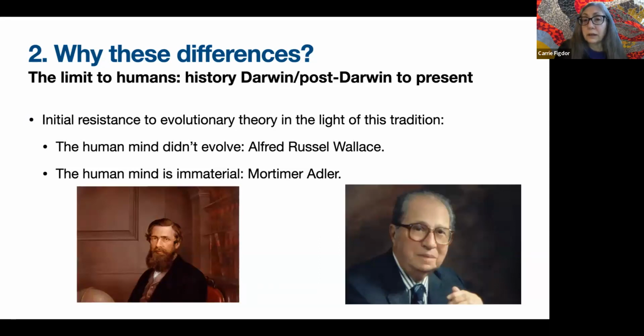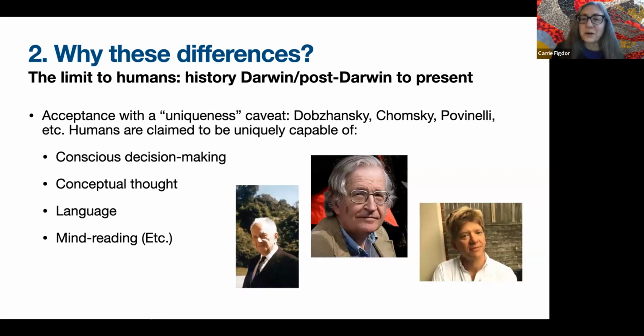Then you get to Darwin and post-Darwin, right? So Darwin's contemporary, Alfred Russel Wallace, thought that everything evolves except the human mind, right? Mortimer Adler, philosopher and theologian, with a more Cartesian view that the human mind is immaterial and also not subject to evolution. So there's a resistance that continues to the idea that mind even evolved. This is not, nowadays, of course, we accept that mind evolved. And of course, that's what evolutionary psychology is all about. But the acceptance always comes with this caveat of, well, how are we unique, right? And so you have Dobzhansky and Chomsky and Povinelli and many people making all kinds of claims about humans being uniquely capable of lots of different things, conscious decision-making, conceptual thought, language, mind reading, and so forth.